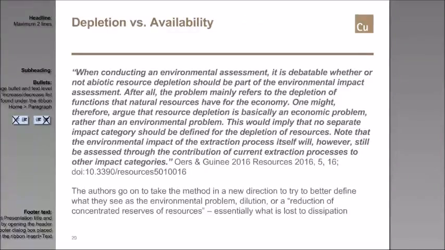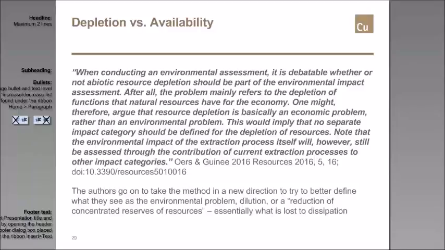This is a quote, and I won't read it word for word, but this is a quote from the paper that Van Oort and Guinée just published in Resources, and essentially they sum it up very well. That really the problem refers to depletion of functions that natural resources have for the economy, and therefore resource depletion is basically an economic problem, not an environmental problem. They do take a pause and go on then to look at, okay, what if we shift it from just being a straight reduction in a global stock, or 1 over the stock times the amount of material used, what if we actually start to incorporate dissipation?